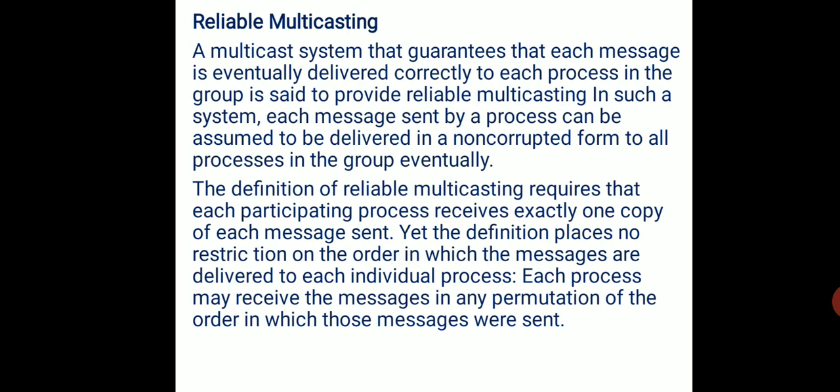The definition of reliable multicasting requires that each participating process receives exactly one copy of each message sent. The definition places no restriction on the order in which the messages are delivered to each individual process. Each process may receive the messages in any permutation of the order in which those messages were sent. So reliable multicasting assures guaranteed delivery of messages in a non-corrupted form to all processes, with exactly one copy delivered to each receiver, but there is no restriction on the order of messages.